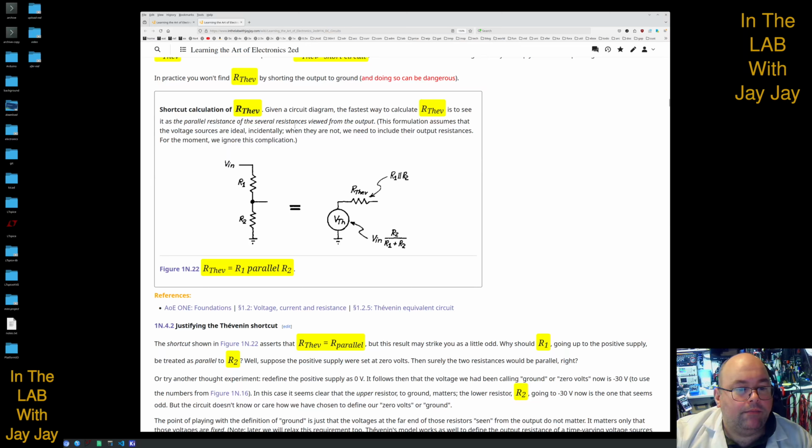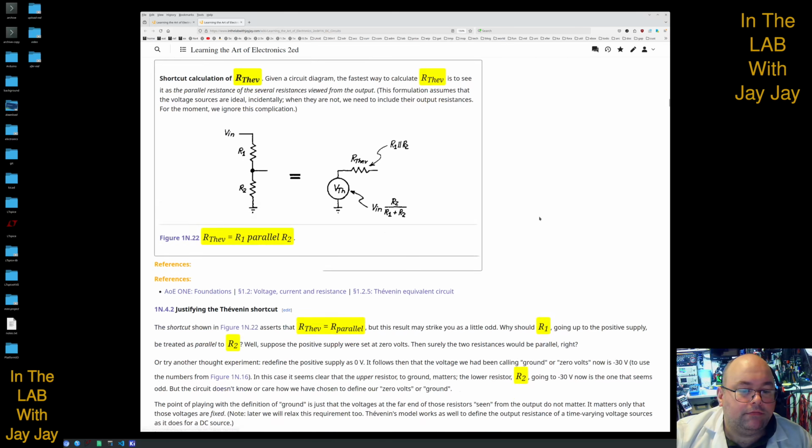Shortcut calculation of Thev, the Thevenin resistance. So, given a circuit diagram, the fast way to calculate the Thevenin resistance is to see that it is the parallel resistance of several resistances viewed from the output. So the output is here. This formulation assumes that the voltage sources are ideal. When they are not, we need to include their output resistances. For the moment, we ignore this complication. Cool. So basically, R1 parallel to R2 is Rthev.